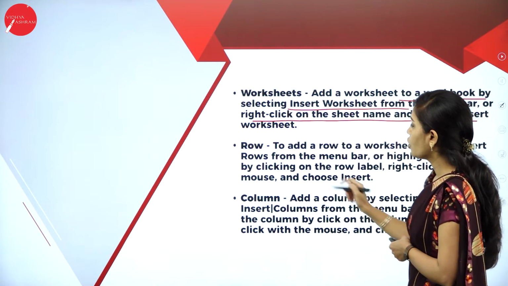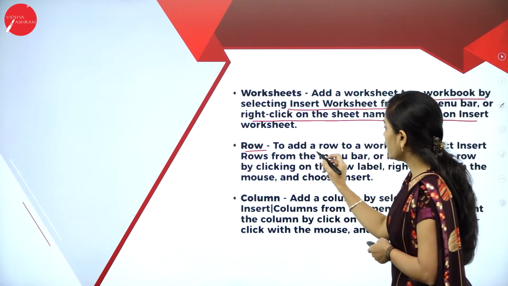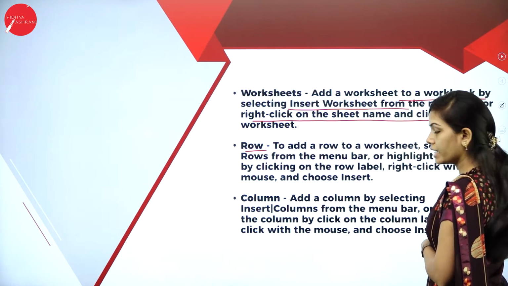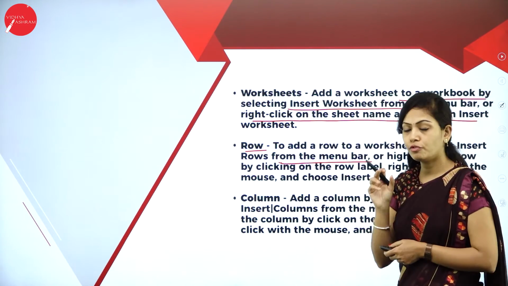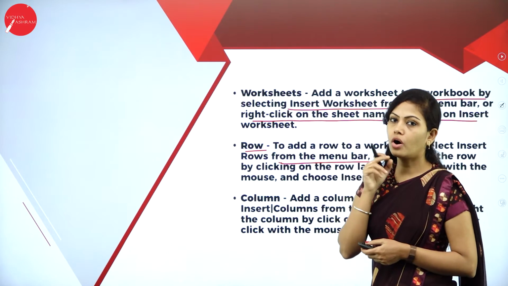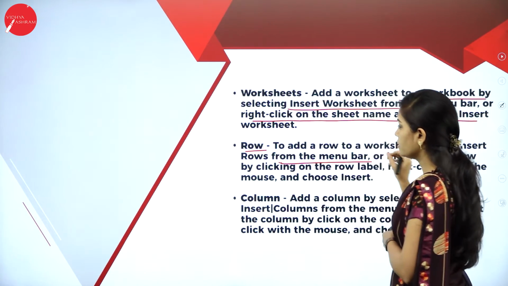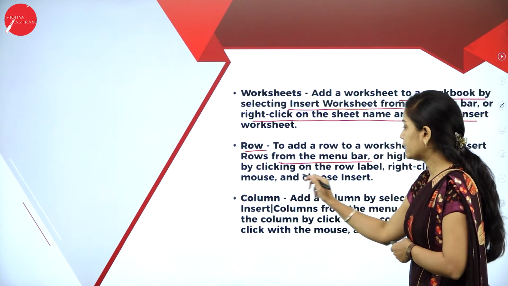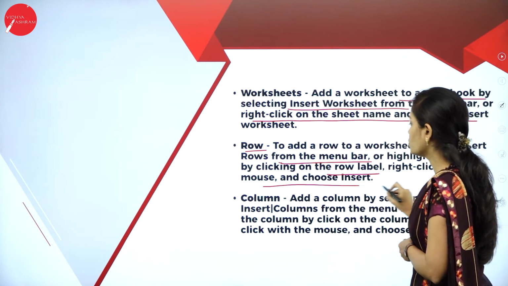Clear? And row. So what is this row and column? To add a row to a worksheet, select Insert Rows from the menu bar. If you want to add a new row or new column, you just click on the Insert button. So you can choose this row by clicking on the row label, right click with the mouse and choose Insert.